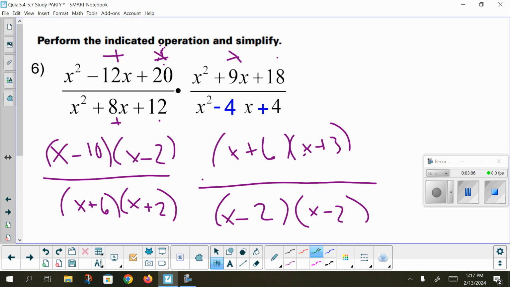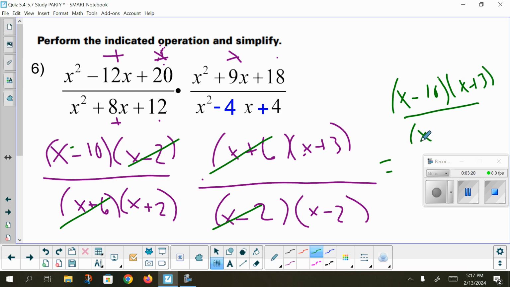Now these are my favorite because you can stand back and cancel anyone out diagonally, or that match up and down. So everything canceled out except the x minus 10 on top, the x plus 3 on top, the x plus 2 on bottom, and the x minus 2 on bottom.